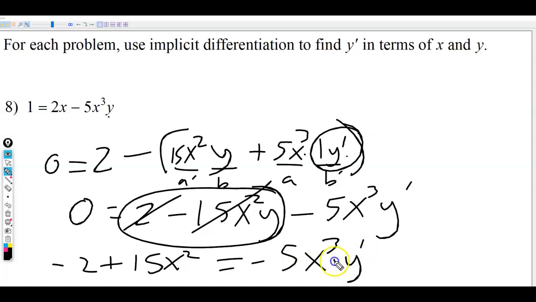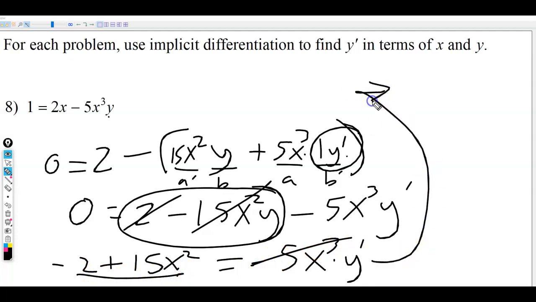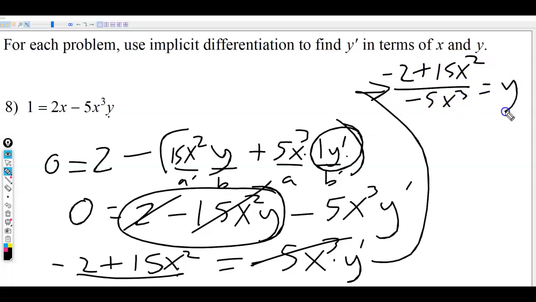The next thing I'm going to do is, since this negative 5x cubed is being multiplied with the y prime, I'm going to divide both sides by negative 5x cubed. So if I do that, this cancels. And then I'll also put it over here underneath of this one, but I'm running out of screen space, so I'll show my work up here. So now I've got negative 2 plus 15x squared over negative 5x cubed prime.